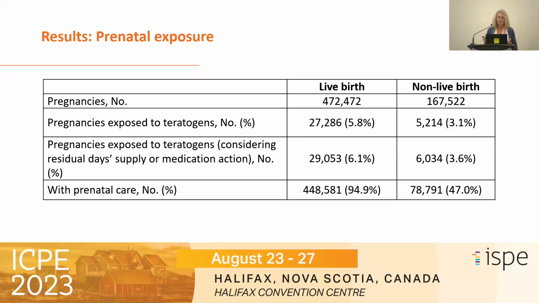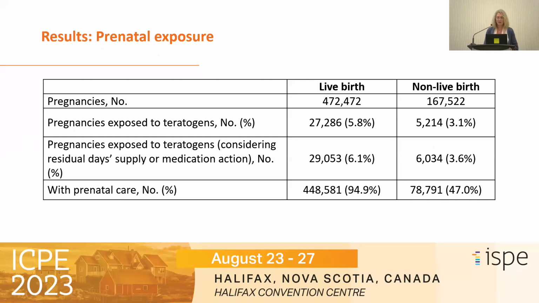So here are the results. We had a total of 5.8% of pregnancies that ended in a live birth exposed to a teratogen, and 3.1% of non-live births. Non-live birth looks smaller because it's a smaller time period in which one can get exposed to anything. If you normalize this by the time that is available, live births, of course, have a larger proportion of exposures. In the sensitivity analysis, those numbers go slightly up because we are considering the residual day supply.